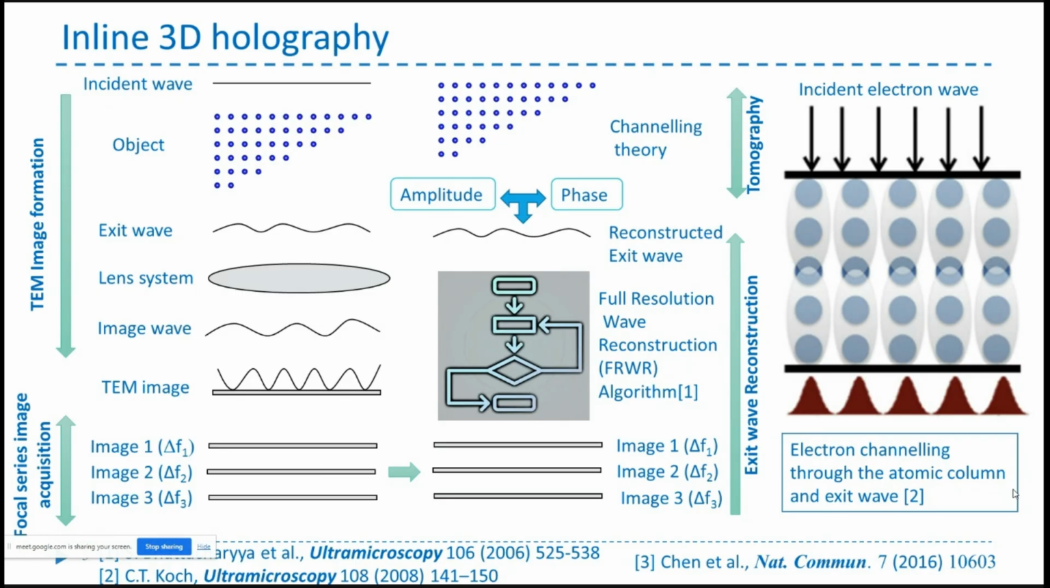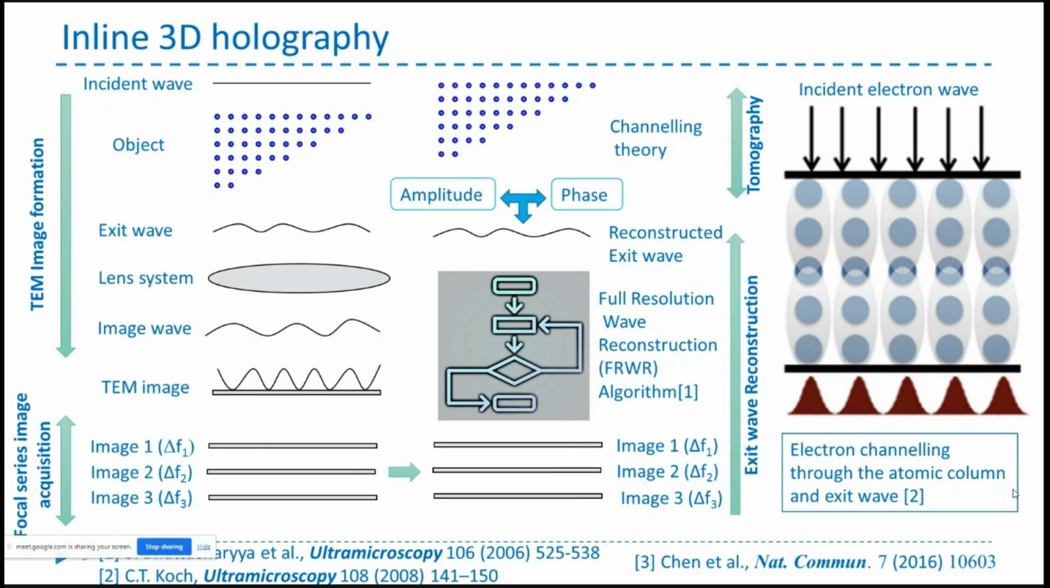So psi multiplied by psi transpose. So your phase information is lost. It's only amplitude squared. So the idea is, from the image, how can we get the phase of the exit phase wave? There are different ways.